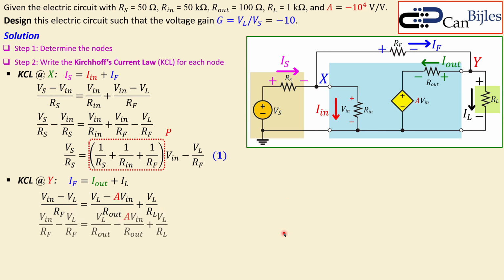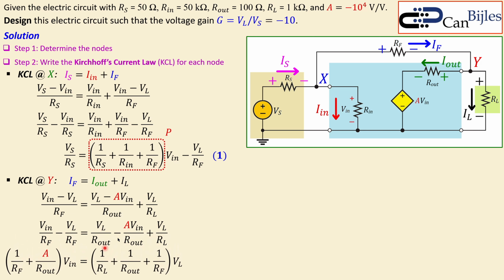All right. Now again, we separate the terms for the fractions and then collect the terms. So Vn over Rf minus VL over Rf, that's for the left side. And again, for this part, VL over R out minus A times Vn over R out and then plus VL over RL. All right, now we have actually the required values. We can now collect again the terms that are the same.